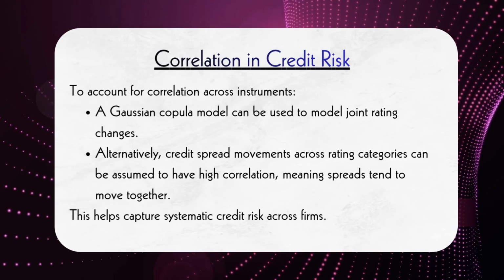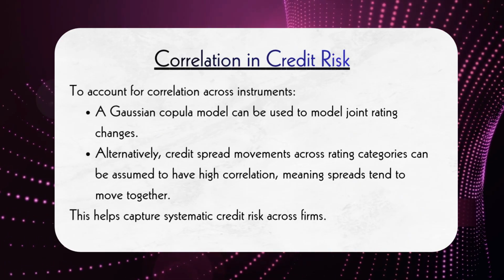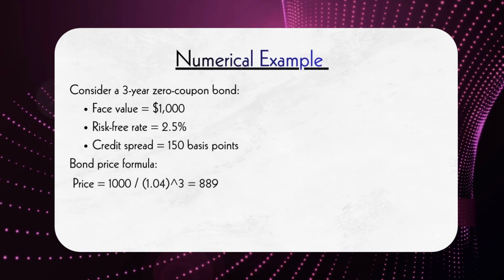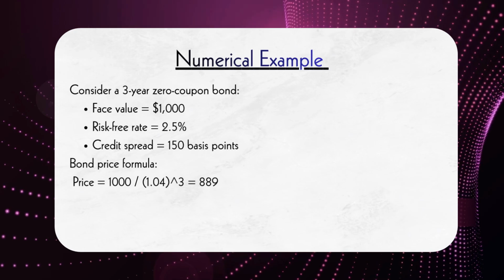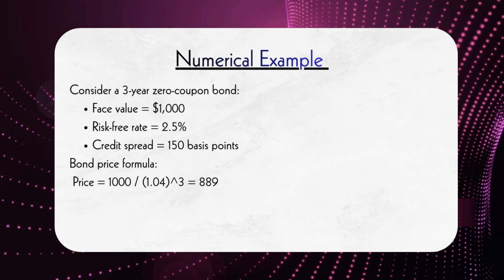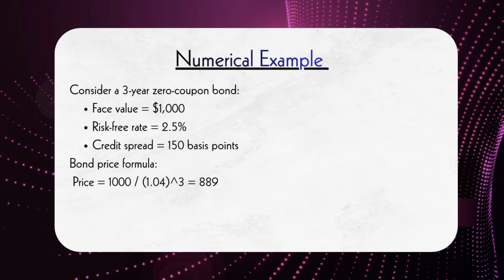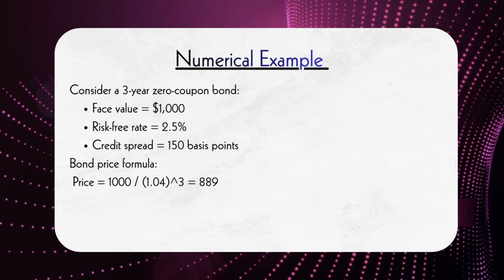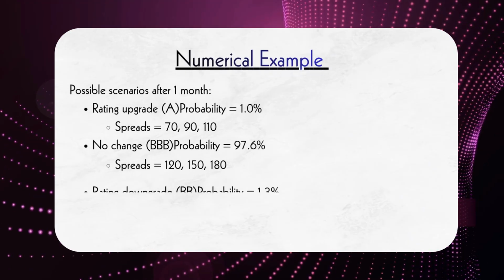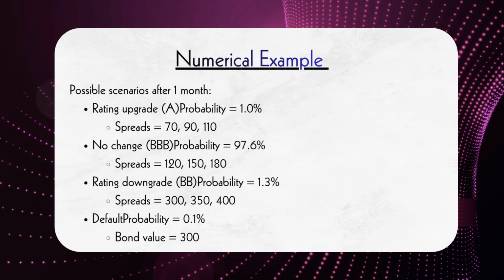Let's understand this with an example. Suppose a company holds a 3-year zero-coupon bond with a face value of $1,000. The risk-free rate is 2.5%, and the current credit spread is 150 basis points. Using this, the bond price comes out to be 1,000 divided by 1.04 raised to the power 3, which is approximately $889. Now, after 1 month, several scenarios are possible.